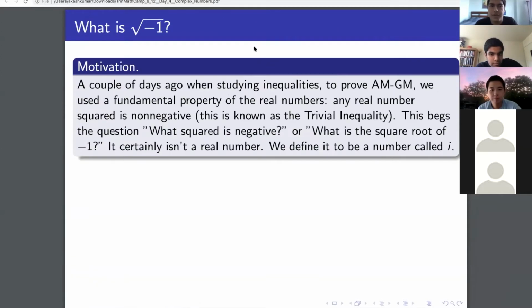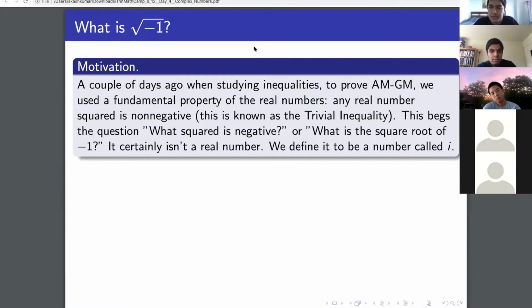What is the square root of -1? We're first going to ask ourselves, why do we care? Why are we asking that question? Going back to a couple days ago when we were looking at inequalities, if you remember how we proved AM-GM, at least for 2 variables, we used this property of the real numbers: any real number squared is non-negative.